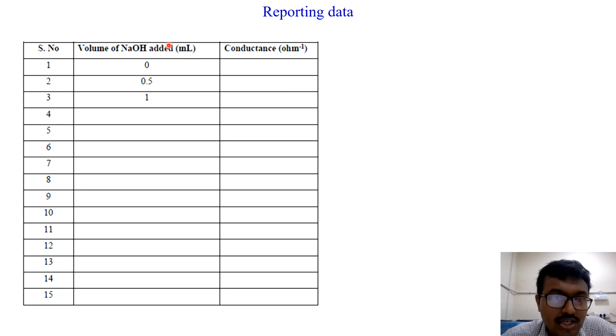Now this is the table. In this table, first you have to write down the volume of NaOH you are adding. So 0, 0.5, 1, 1.5, 2, 2.5, like that. And this conductance value you will get from the conductivity meter. In the conductivity meter, it will show you the value. The unit will be ohm inverse.